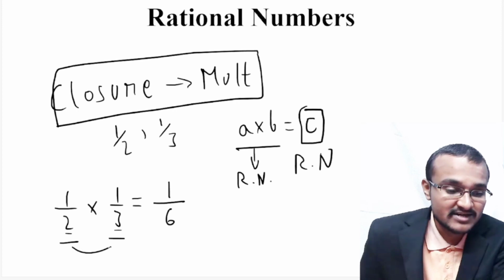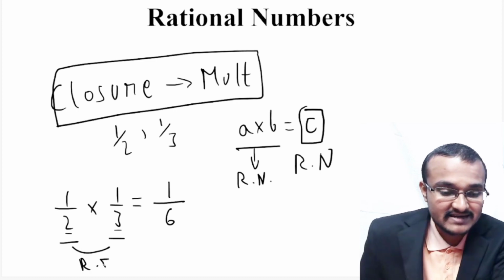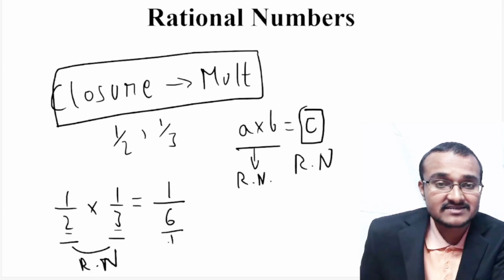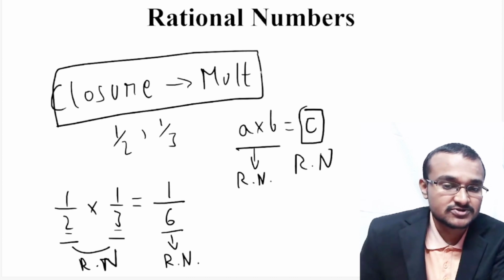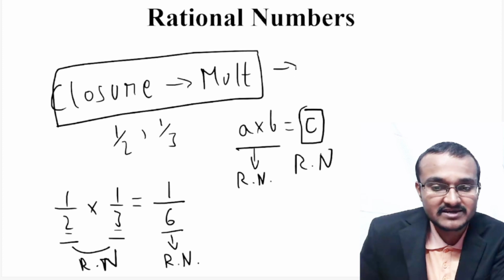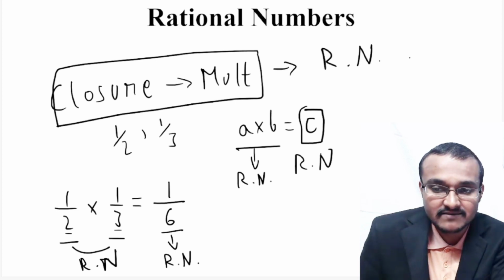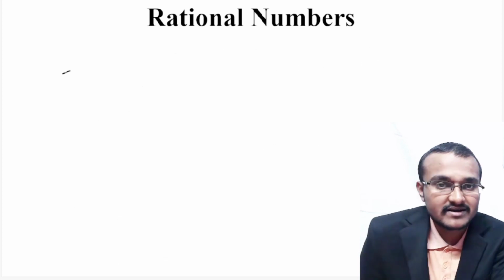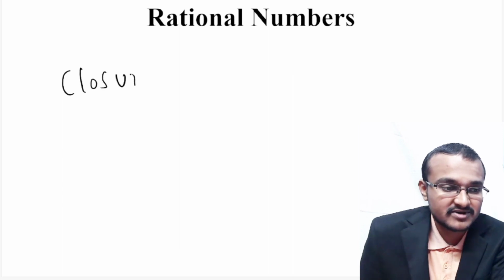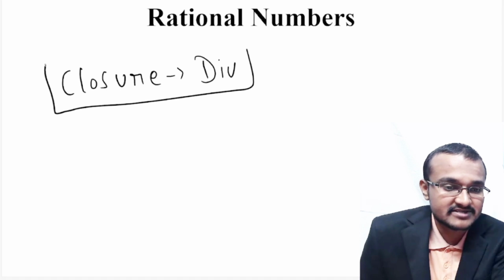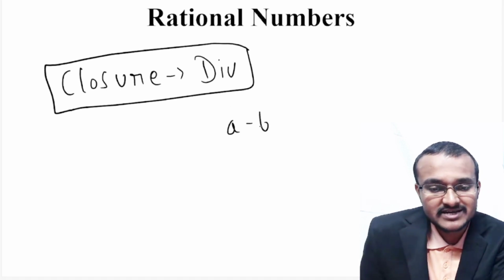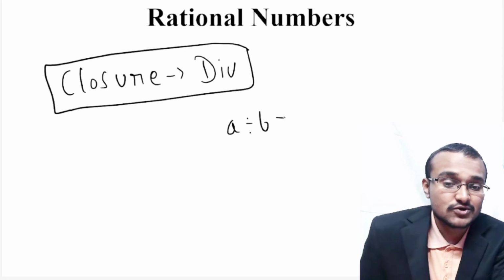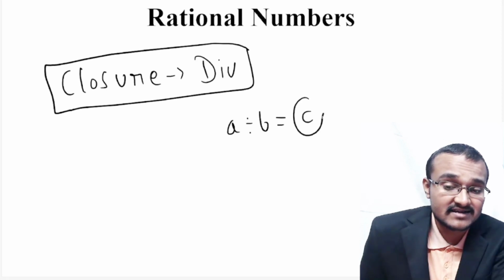When you are multiplying two rational numbers, you are again getting an answer as a rational number, because 1 by 6 is also a rational number. So this shows closure property under multiplication for rational numbers is also satisfied. Next, let us check closure property under division. So closure property under division is also satisfied or not. Here also, when you divide two rational numbers, you should again get a rational number.